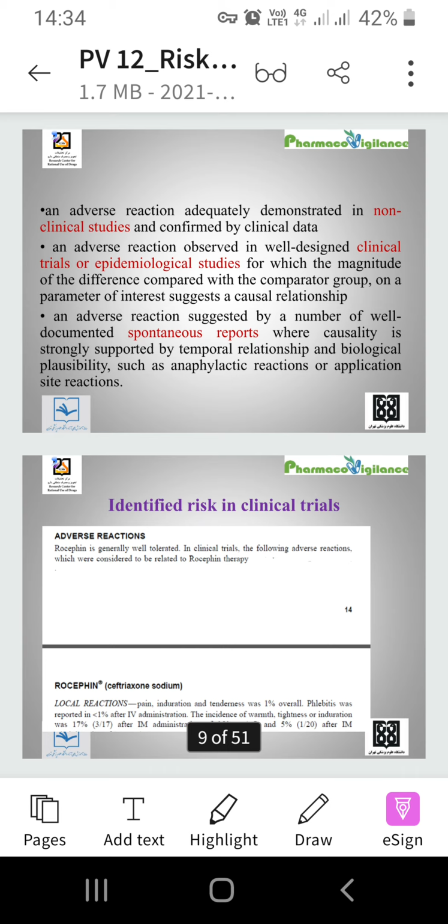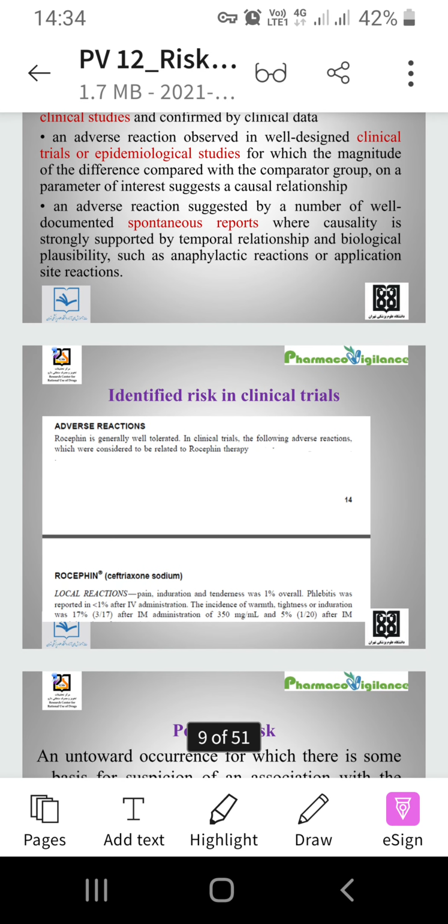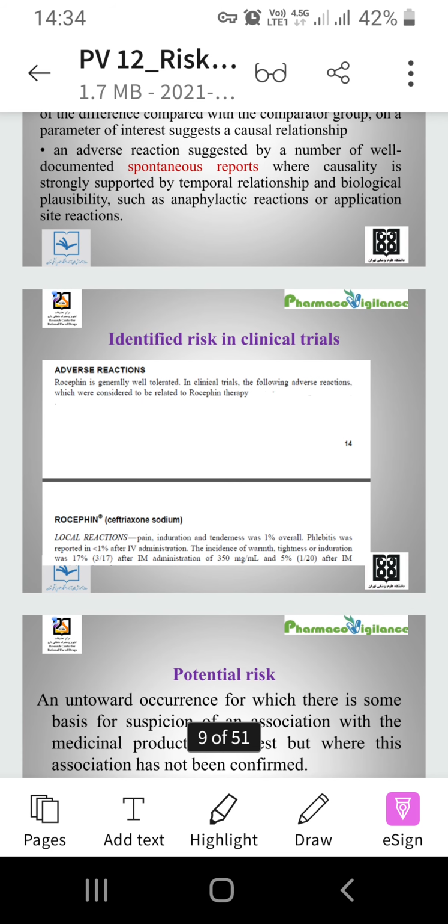Identifying risk in clinical trials. Okay, how have we identified risk? We should identify the risk in our clinical trials. For example, we have an adverse reaction. Rocephin is generally well tolerated in clinical trials. The following adverse reactions were considered to be related to Rocephin therapy. For example, Rocephin is a brand name of ceftriaxone sodium.